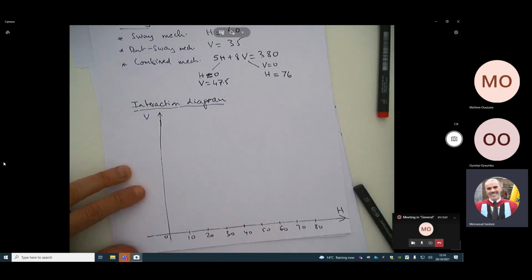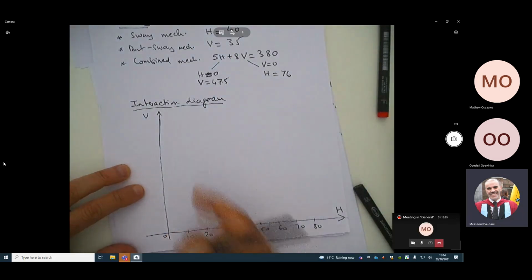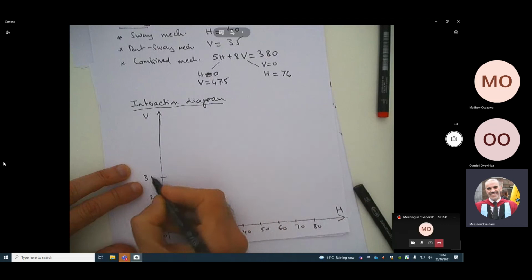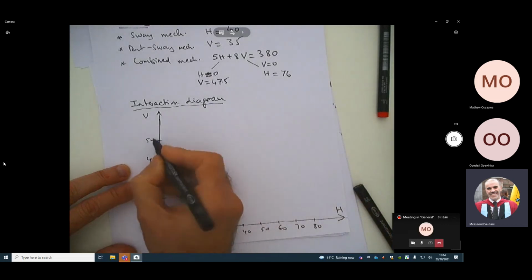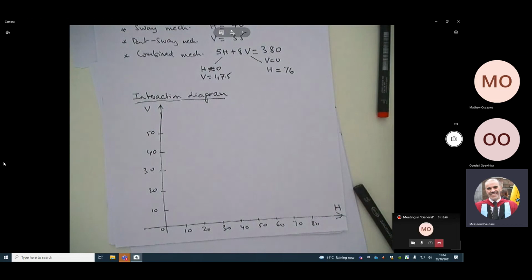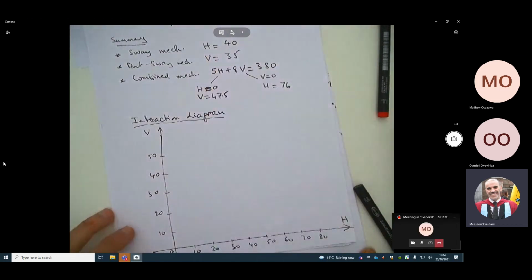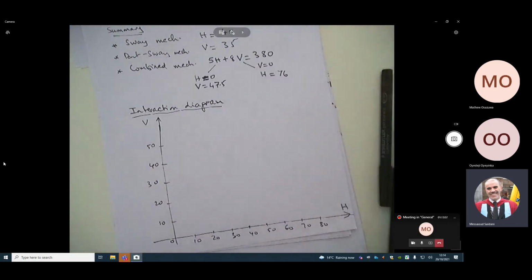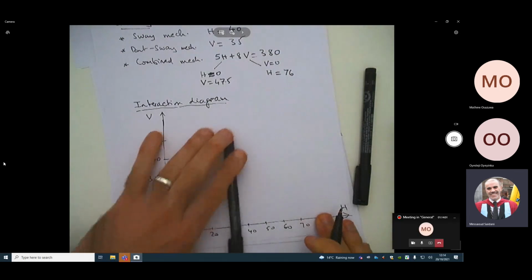Okay, and vertical, it goes up to about 50. So we have 10, 20, 30, 40, and 50. So this is my scale, right? Now, first of all, we have H equals 40. H equals 40 gives this line. So this line here is H equal to 40.